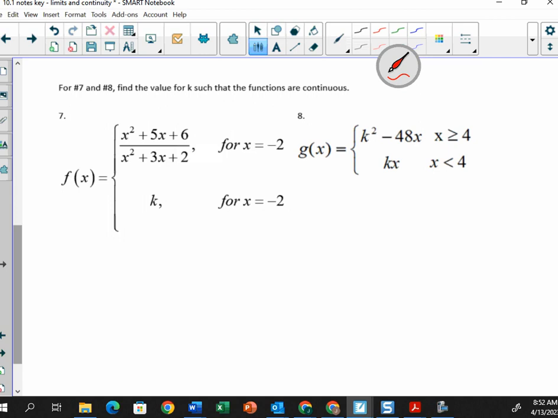Okay, guys, try number 8 for me. Find the value of k such that the function is continuous. Well, what would we need for it to be a continuous function? Yes, this is a piecewise function. But for a piecewise function to be continuous, what I need is for one piece to run into the other piece, right? So algebraically, what would that mean with these two equations?